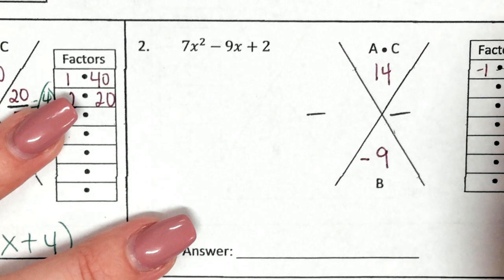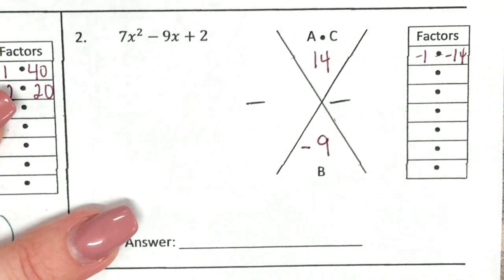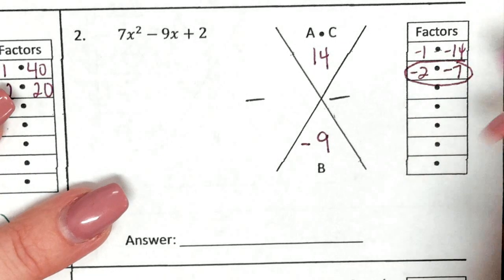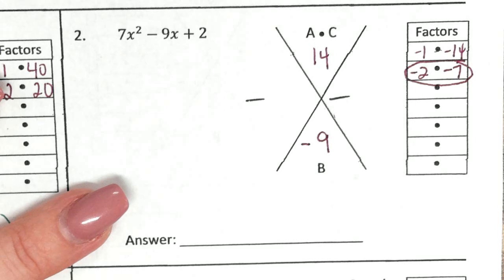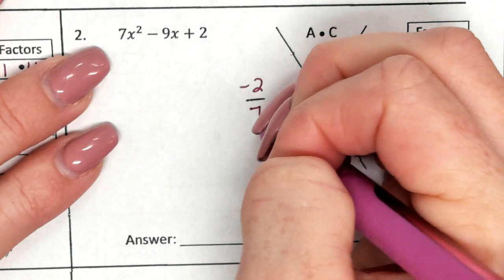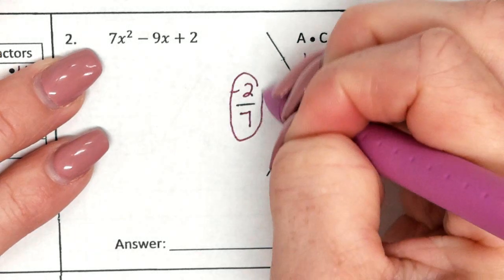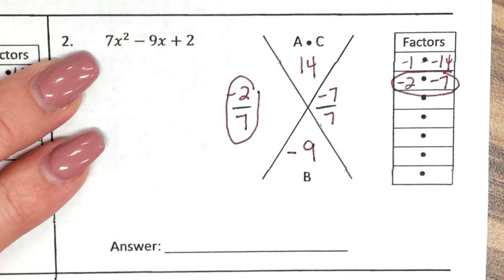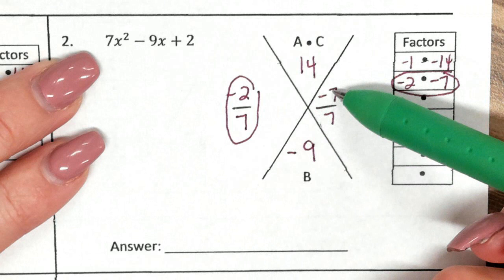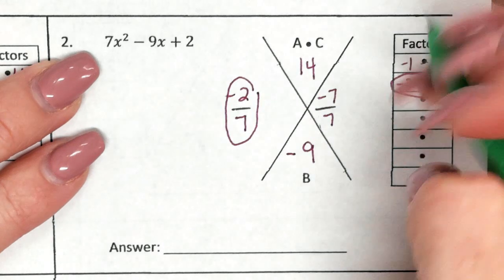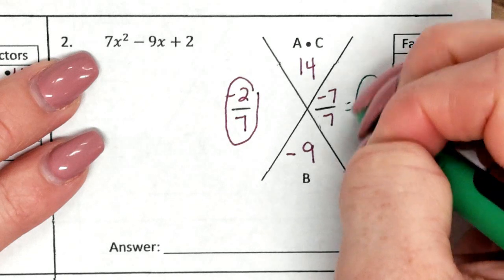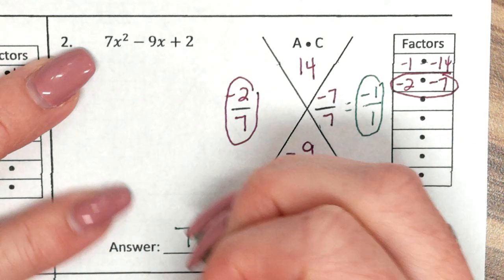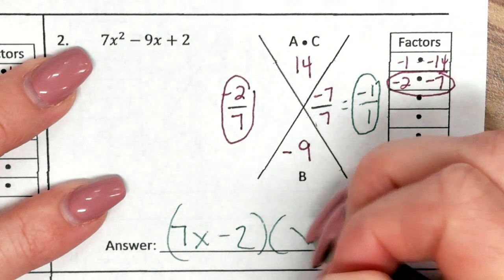So I have negative 1 times negative 14, that will never add up to give me negative 9. I have negative 2 times negative 7, and that will add up to give me negative 9. So I have negative 2 over 7, and that cannot simplify, so I'm good with that. And I have negative 7 over 7. Will that simplify? Yes, and always keep the negative with the number it belonged to, okay? So this is negative 1 over 1. So I have 7x minus 2 times 1x minus 1.